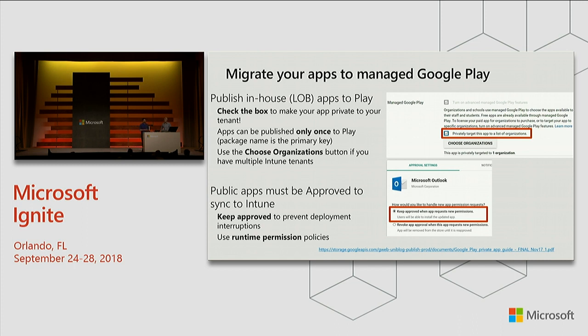So first and foremost, moving your apps into Managed Google Play. First, make sure you check the checkbox right here that says privately target this app to a list of organizations. Otherwise you will publish it to the public Play Store, which is probably not what you want to do with your LOB apps.